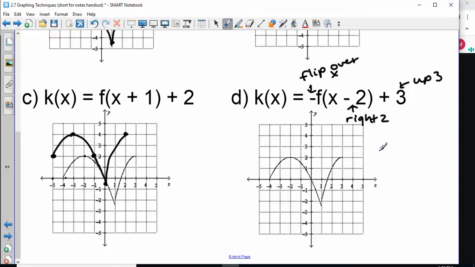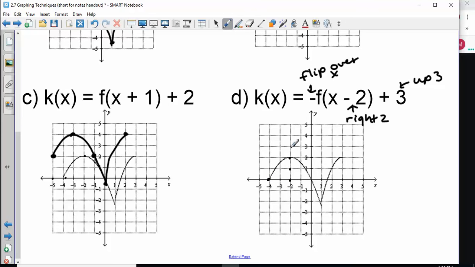Which one do we need to save for last? The up 3. Right. Save your up and down for last, especially when you have to flip. It won't make a difference otherwise, but when you're flipping, if you moved it before you flipped, you might throw yourself off. So, if I flip this point over the x, it doesn't go anywhere.